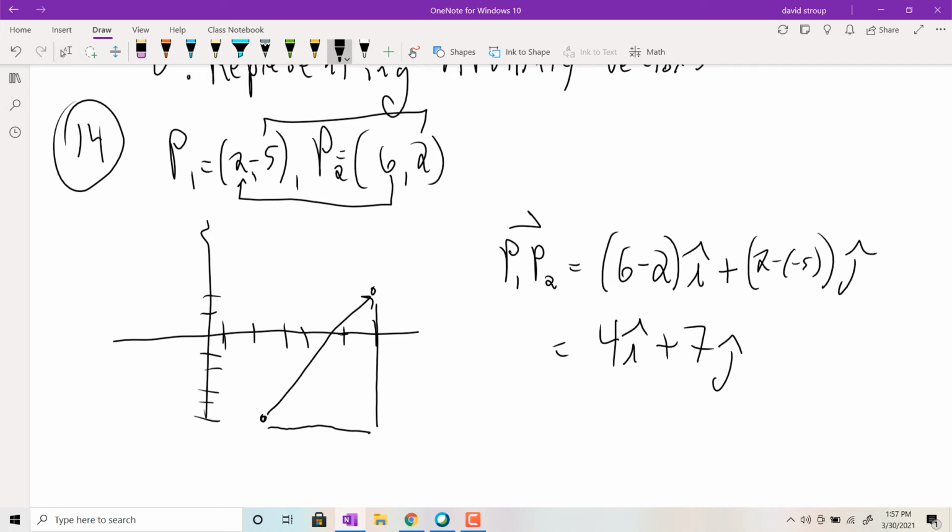And we could reposition that vector at the origin if we wish. 1, 2, 3, 4. 1, 2, 3, 4, 5, 6, 7. Okay. And there it is, repositioned at the origin if you want.